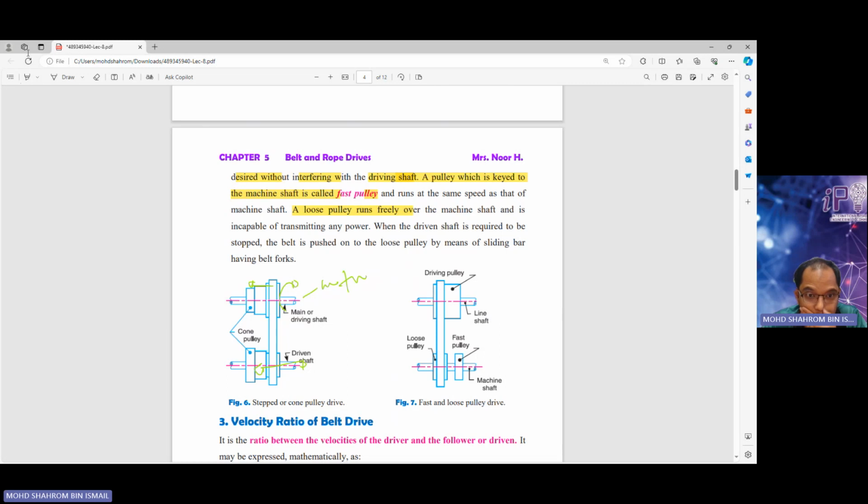Okay, when the drive shaft is required to be stopped, the belt is pushed to the loose pulley by means of sliding bar. So basically, when you want to stop the belt, you're going to exchange, I think, this machine shaft. You're going to move it side by side. Let's say you want to have a fast pulley, you're going to change to the fast pulley. If you want to stop, then you change it to loose pulley. So you got kind of like options, throughout your system or mechanism.